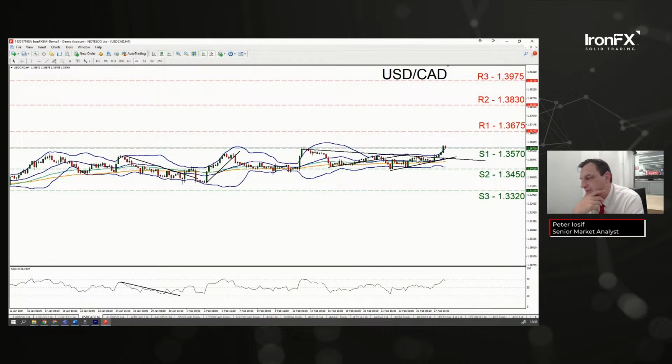On the flip side, should the bears take over, I would expect the price action to drop, break the 1.3570, and reach, if not breach, the 1.3450. Let's have a look at oil, as we have mentioned it.